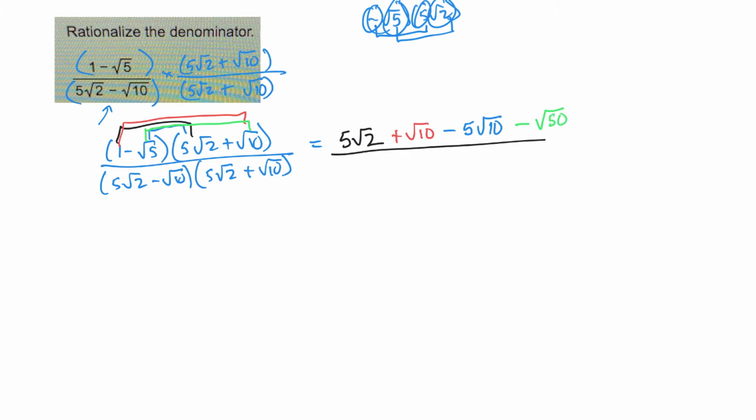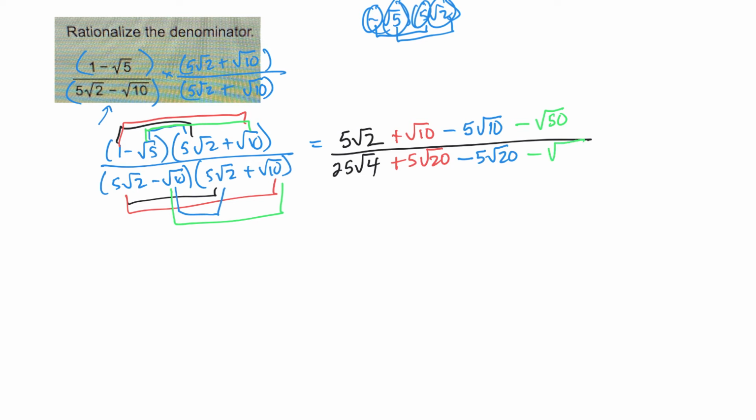Okay, over this times this would be 25 root 4. This times this would be a plus 5 root 20. This times this would be a negative 5 root 20. And lastly, this times this would be a negative root 10 times 10 is 100.